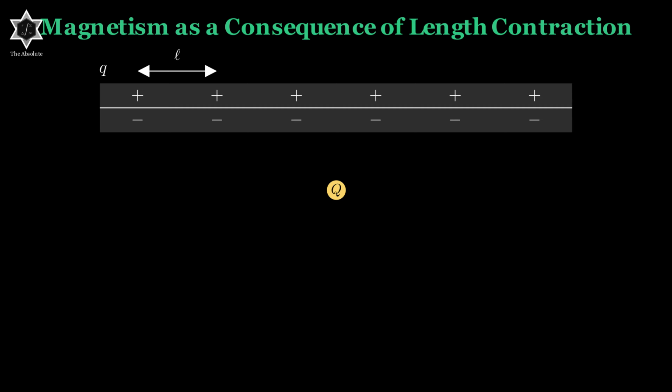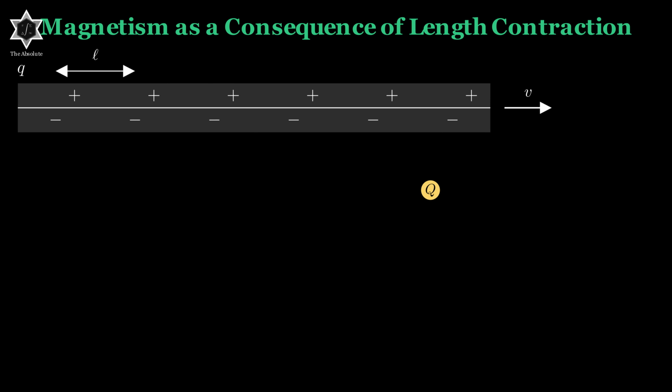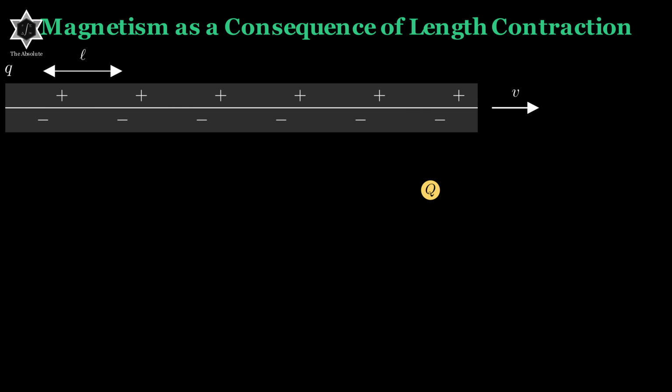But what happens if that test charge also moves to the right, at the same speed as the flowing charges? Let's switch into the test charge's own rest frame and see what changes.